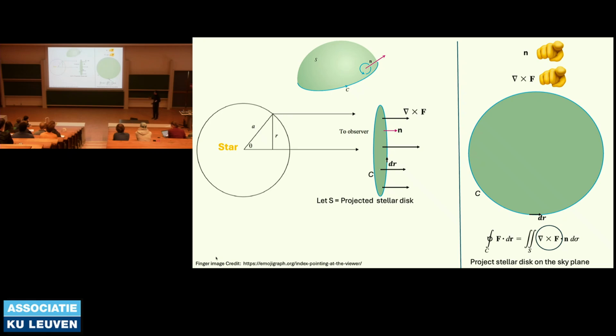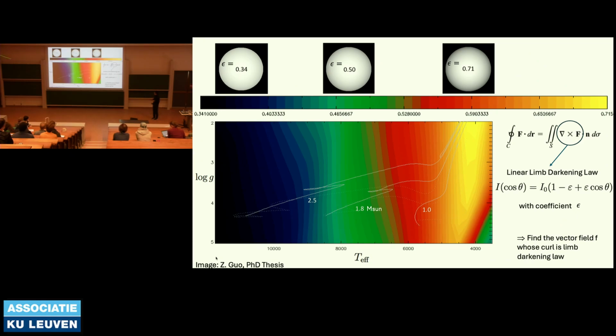You may say, okay, but the star is limb darkened. Well, of course, we can use a simple linear limb darkening law. This coefficient is different for different types of star and often for different evolutionary stages of a star. Here, showing the temperature and log g plane for different evolutionary tracks. Of course, the star is more limb darkened for the giant stars. So now the goal is to find the vector field f, whose curl is this linear limb darkening law.